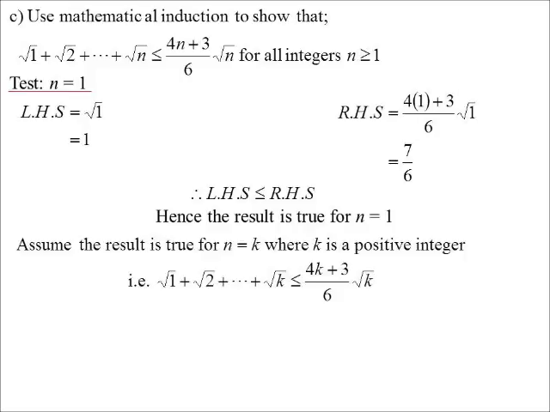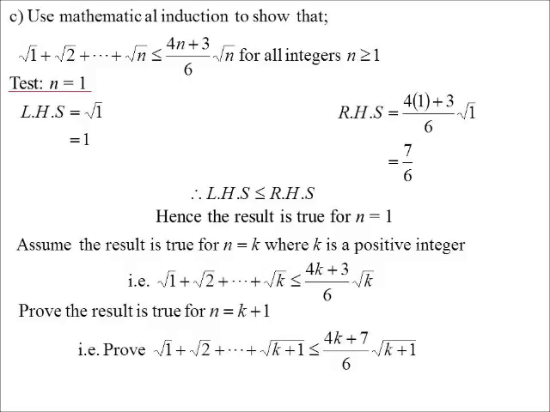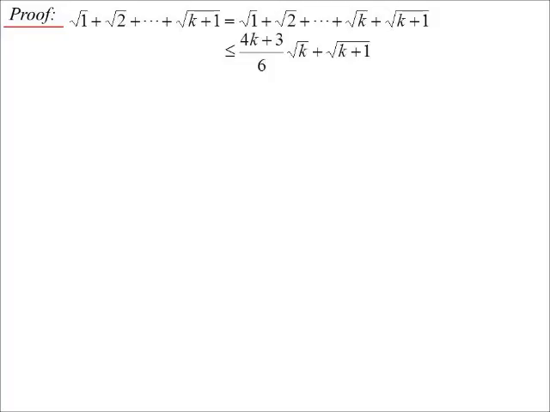So my assumption will be that the series is less than or equal to (4k plus 3) on 6 root k. We want to now prove it for k plus 1. All right, let's go do it. It is a series type, so I'll rewrite it. Sum of k terms, plus the next term, less than or equal to, our assumption was (4k plus 3) on 6 root k, plus root k plus 1. We're trying to show, what was it? 4k plus 7? Okay.